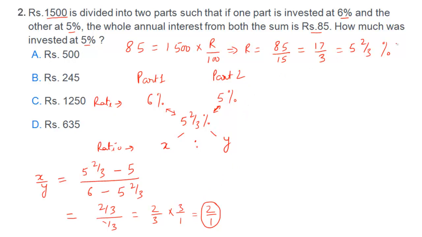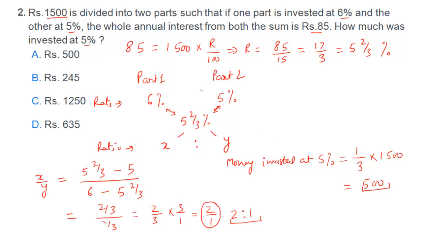So the question is, how much was invested at 5%? So this can be calculated. Money invested at 5%, that means this part can be calculated further. So this part is 1, because the ratio we got is 2:1. So 1 divided by 2 plus 1, that means 3, multiplied with the whole money, which is 1500. So that is 500. So that means 500 rupees is invested at 5%. So option A is correct.